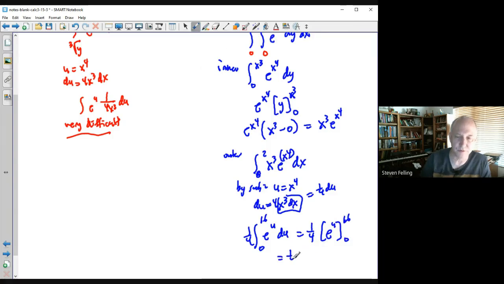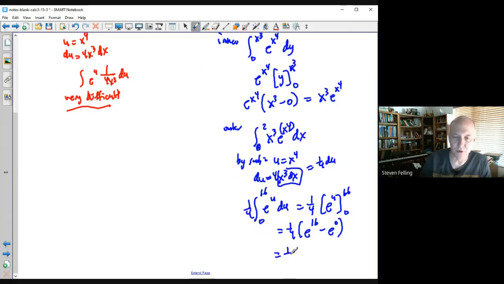So this is going to be 1/4 e to the 16 minus e to the 0. Maybe I'd write it one more way: 1/4 (e to the 16 minus 1). Right? So not easy, but certainly more doable than this.